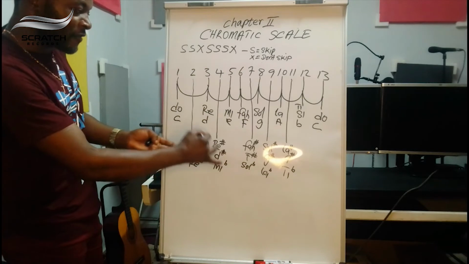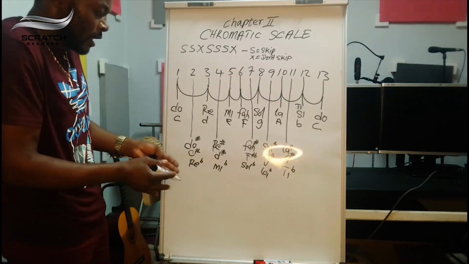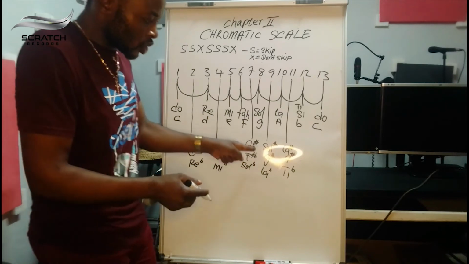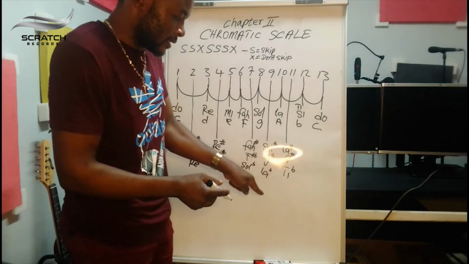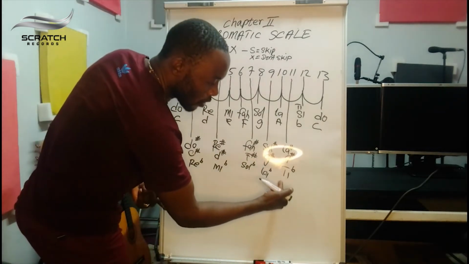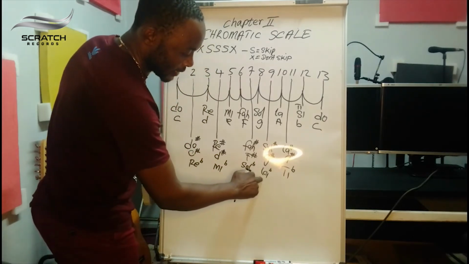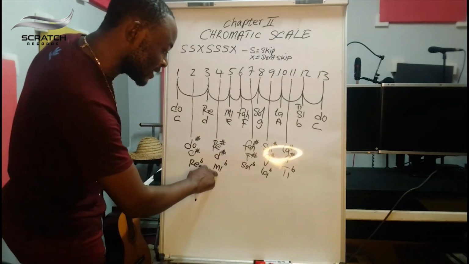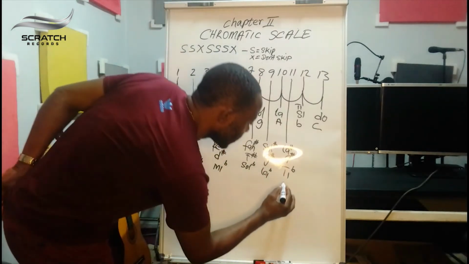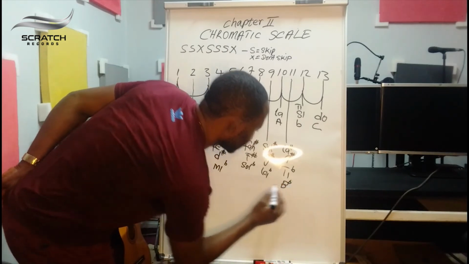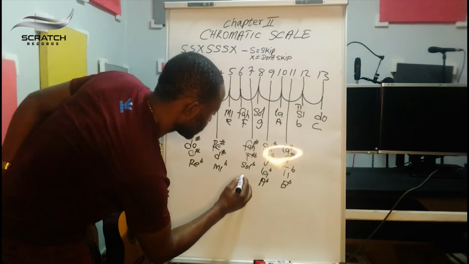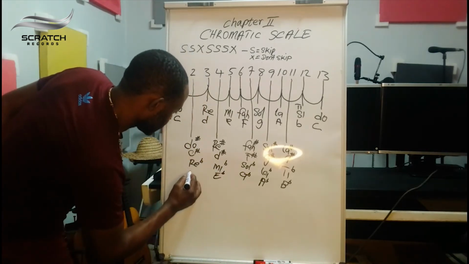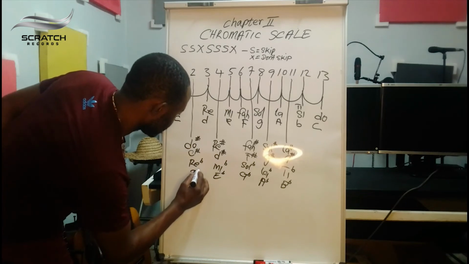So we have 5 sharps and 5 flats, and all the sharps are flats, but with different names, because Do sharp is Re flat, Re sharp is Mi flat, Fa sharp is Sol flat, Sol sharp is La flat, La sharp is Ti flat. And we already know that another name for Ti is B, another name for La is A, another name for Sol is G, another name for Mi is E, another name for Re is D. So this should be B flat, A flat, G flat, E flat, and D flat.